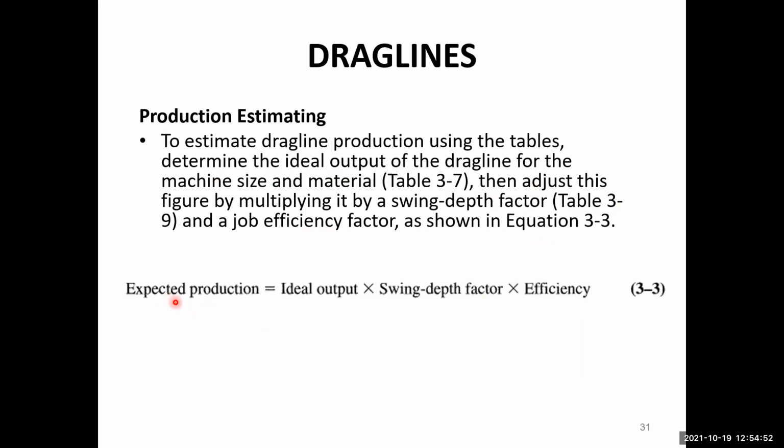So the expected production for the dragline, the equation is not like the previous one, it's different. From the table, you will find the ideal output. This ideal output will then be multiplied by the swing depth factor, and then multiplied by the efficiency. This ideal output will take care of the cycles and the bucket fill factor. So this is the equation for the expected production for the dragline, which is different from the previous two equations.